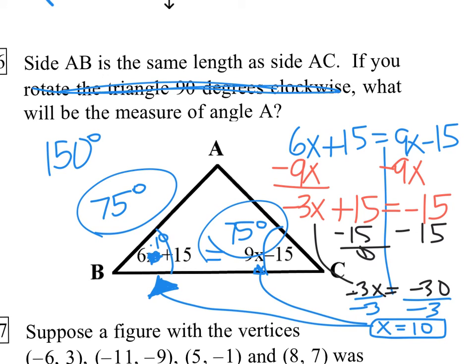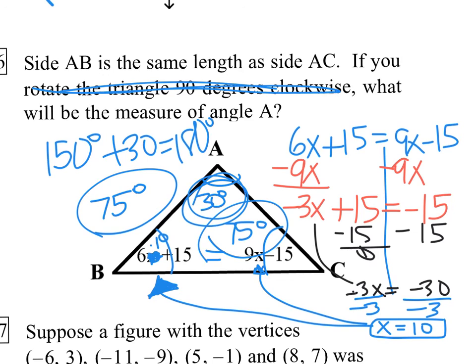So the final answer is what they want to know: what is angle A going to be? What in the world is angle A going to be? What is this angle going to be? Well, this is 150 when you add them both up, so what's left? It has to be 30 degrees. It has to be 30 because 150 plus 30 equals 180. That is a tough problem. Do your best on that one, okay?